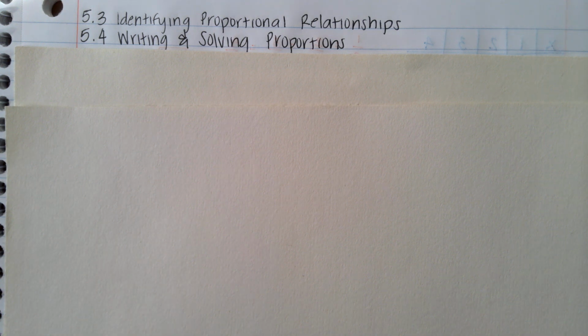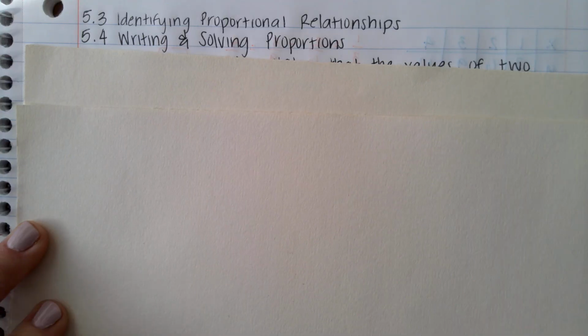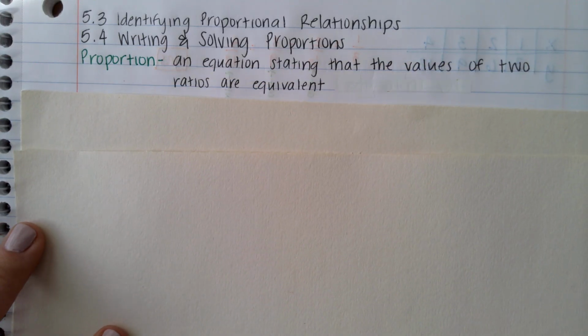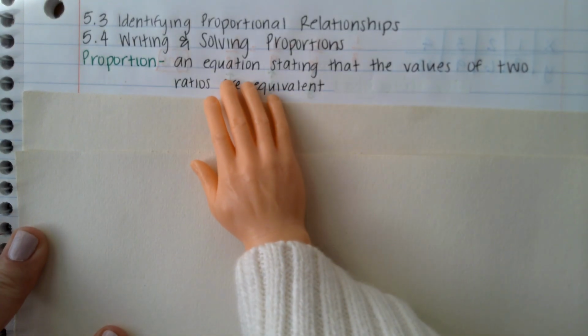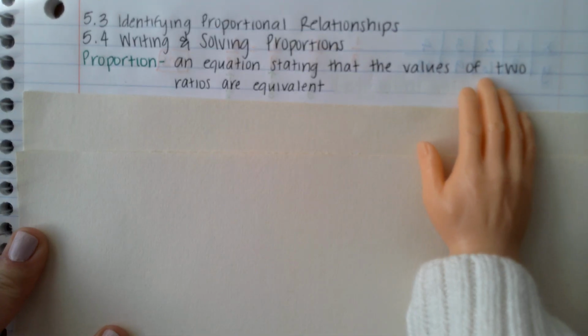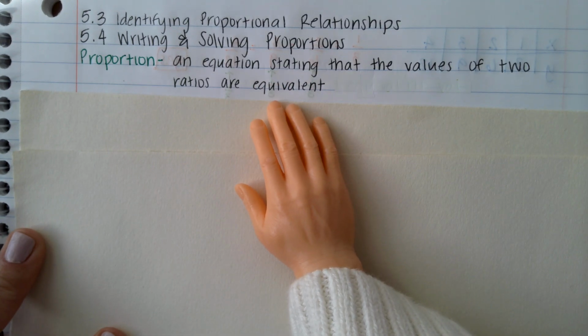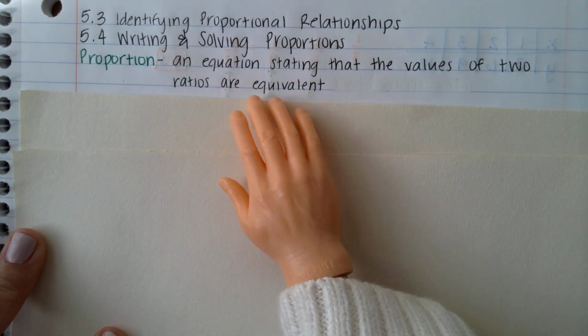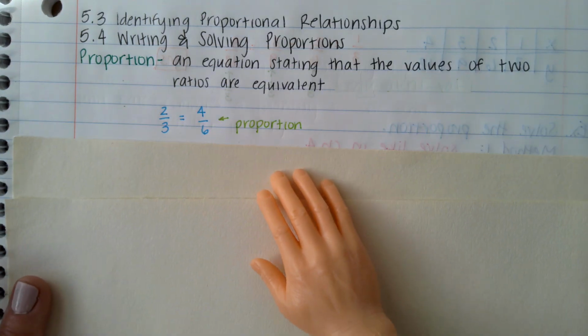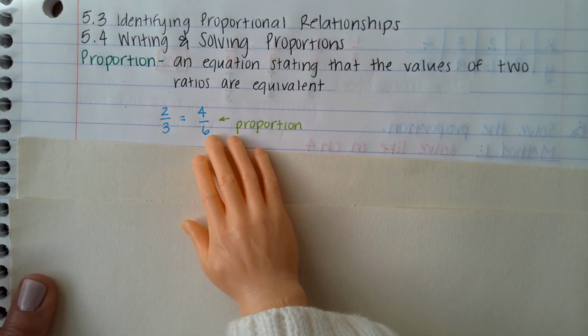This is 5.3, identifying proportional relationships, and 5.4, writing and solving proportions. So a proportion is an equation stating that two values of two ratios are equivalent. So an equation including ratios saying they are equivalent. This could be 2/3 is equal to 4/6.